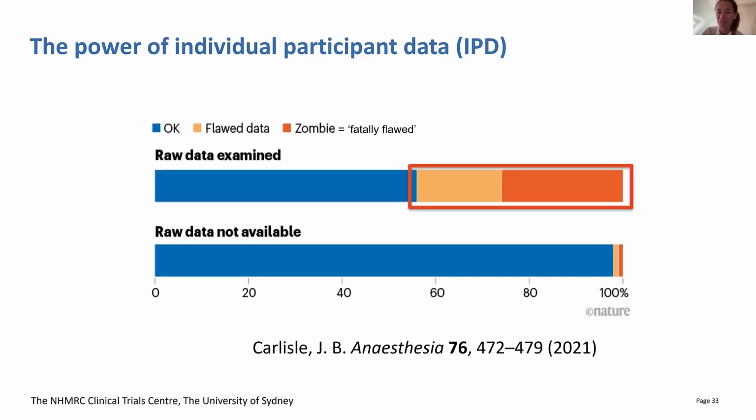Now then he looked at the individual participant data. And what he found was quite shocking. He found that almost half of studies had some serious flaws. You can see here in the yellow. And about a third were so-called zombie trials, fatally flawed studies that you would not want to include in your evidence base. Now, most of these studies look totally fine when looking at publications with these checklists.